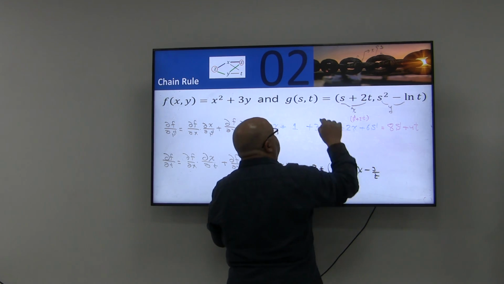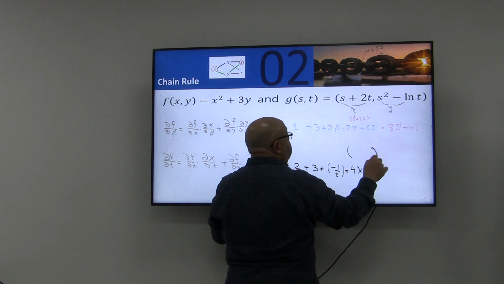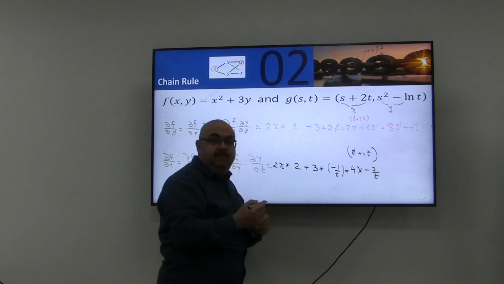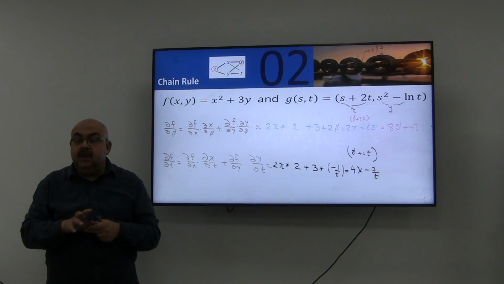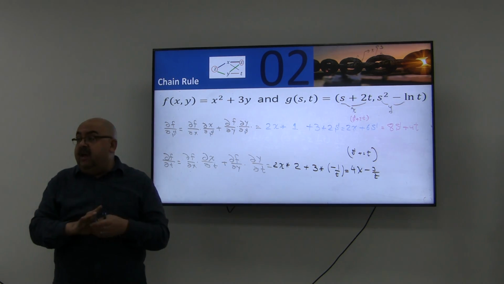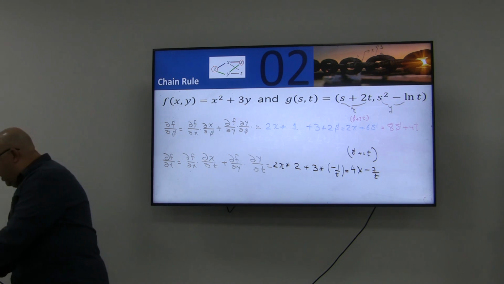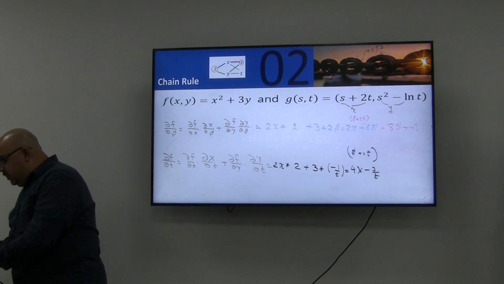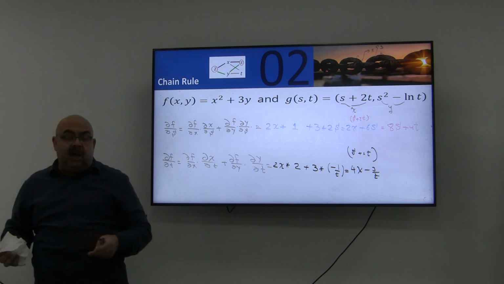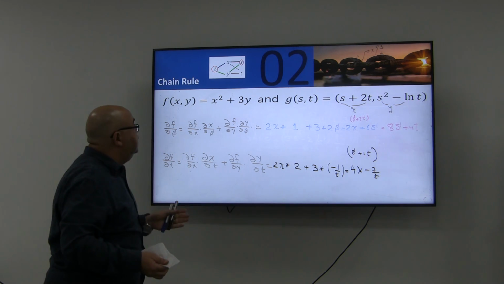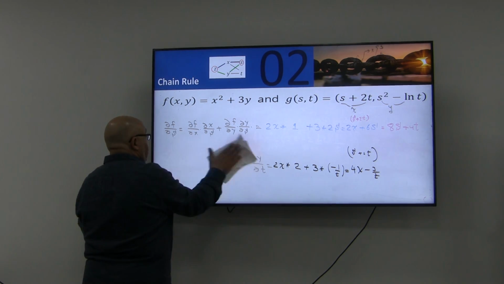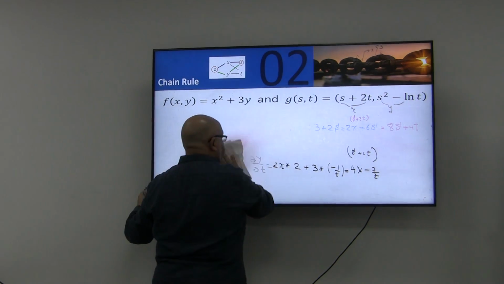Then start replacing x by the value of s plus 2t and then add them together, as you can see. This is really a very simple way to evaluate your partial derivatives in case you have composite functions, as you can see. Let's do it once more.